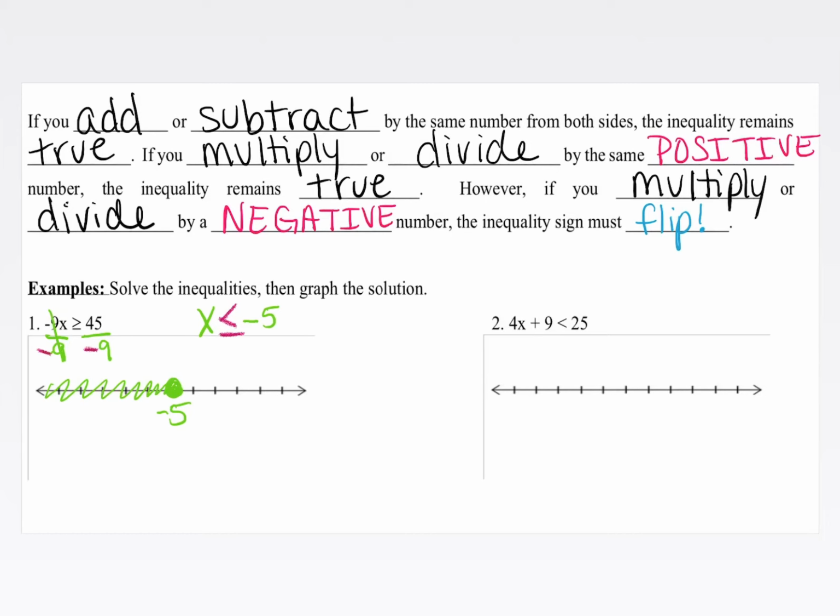For example number 2, we have 4x plus 9 is less than 25. This is a two-step linear inequality. So we're going to subtract 9 from both sides and get 4x is less than 16. Now we can divide both sides by a positive 4, so our inequality will not change, and we get x is less than 4. Since x is strictly less than 4, we're going to have an open circle and shade to the left.